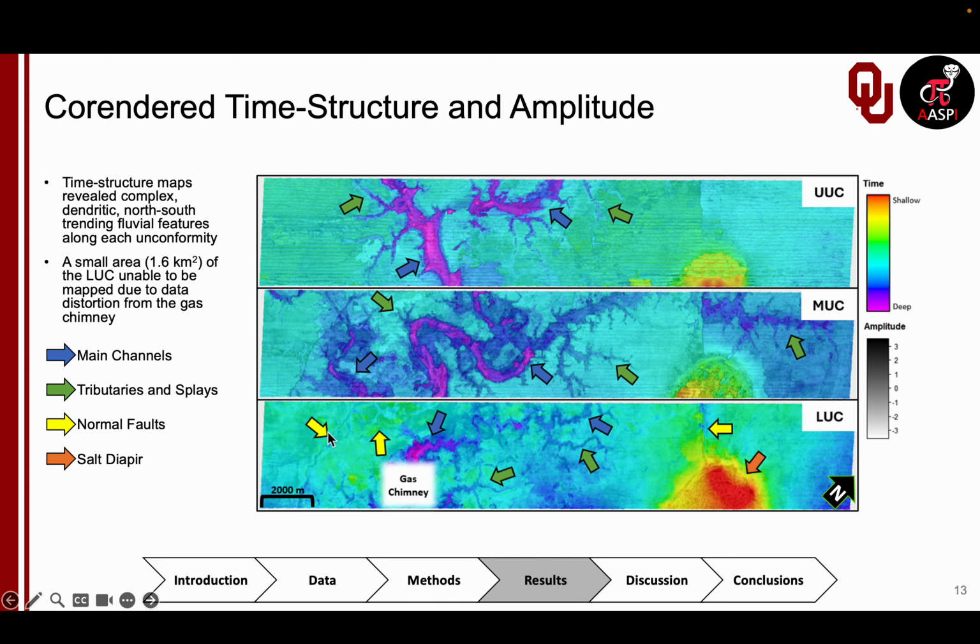And then, of course, we have a lot of structure down here, deeper. We have normal faults, and then we have this salt diapir over here that you saw earlier in that inline. We move up to the middle unconformity.